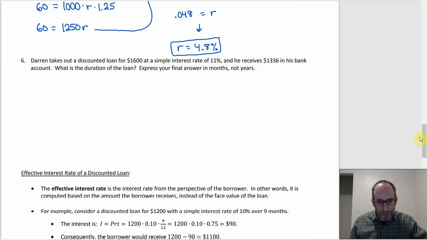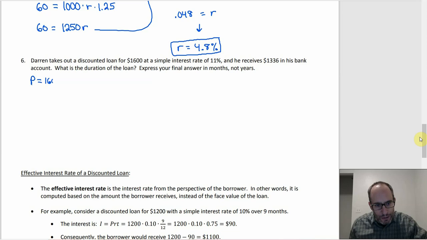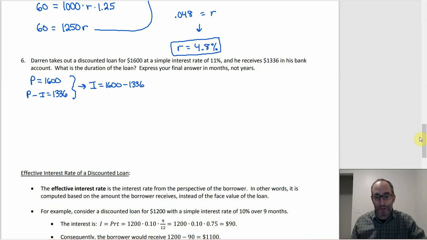So we know that P is 1,600, and he got 1,336, so that's P minus I. And then that would mean that I must be 1,600 minus 1,336, right? It's got to be the difference between those. And so that means that I must be 264.